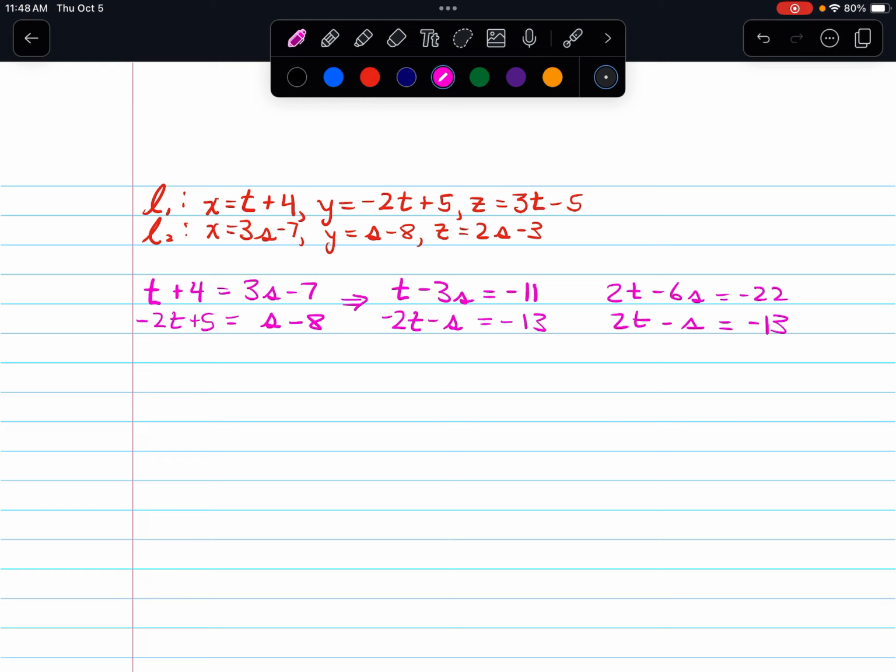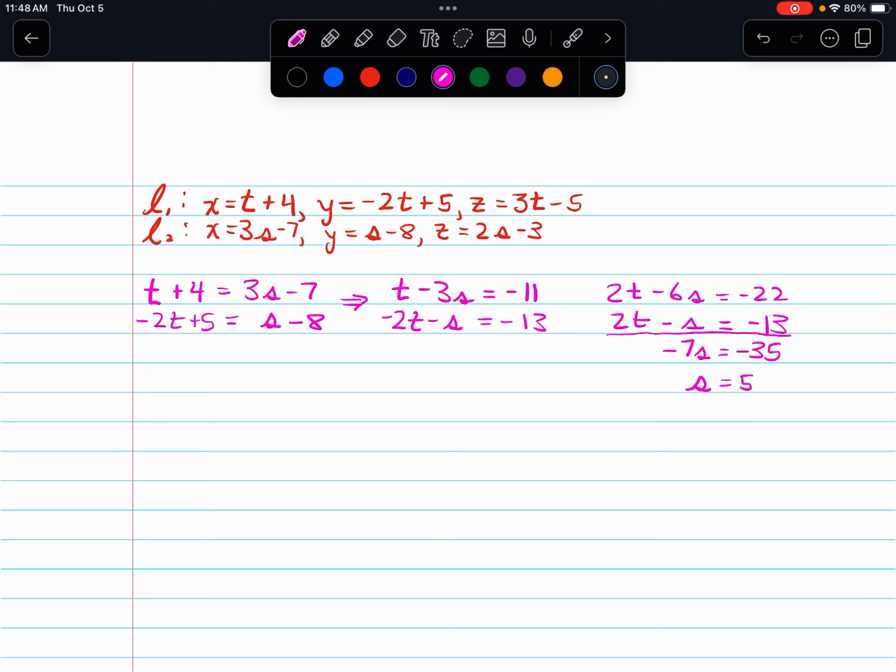Okay, so I just add these now using elimination, and I get negative 7S equals negative 35. Divide by negative 7, and I find S is equal to 5. So there we have it, S is equal to 5.